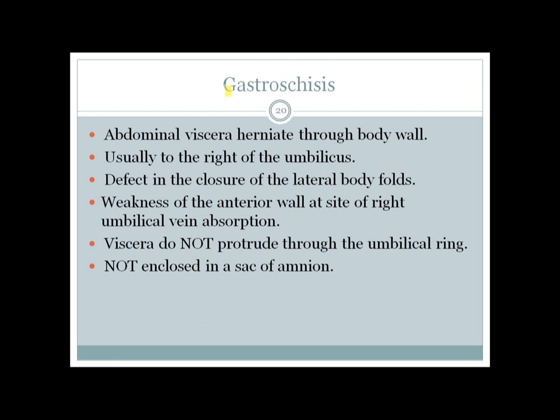So another condition is gastroschisis. In this case, the viscera of the abdomen are herniated through the body wall, usually to the right of the umbilicus, most commonly due to two defects.